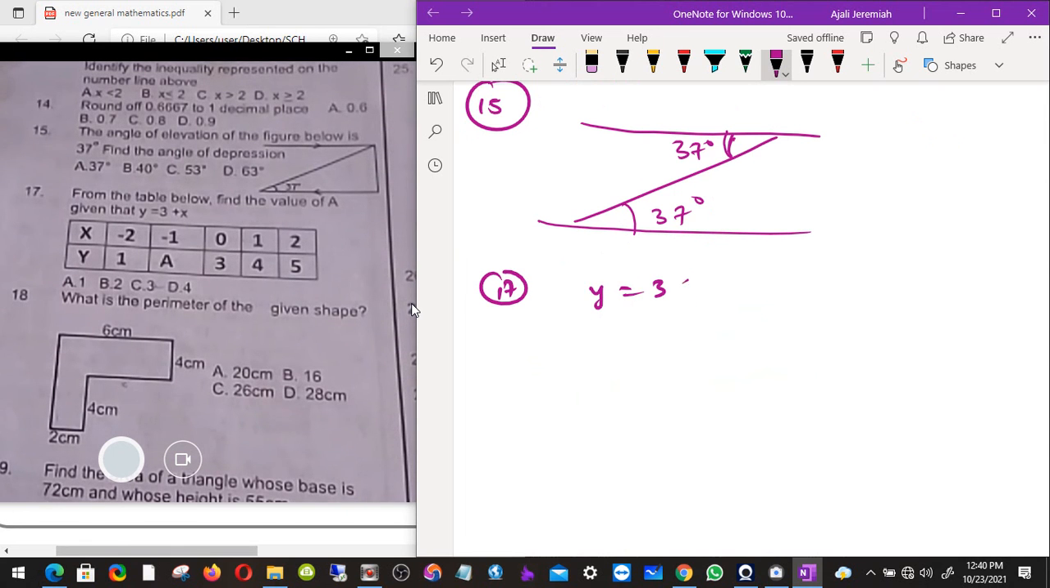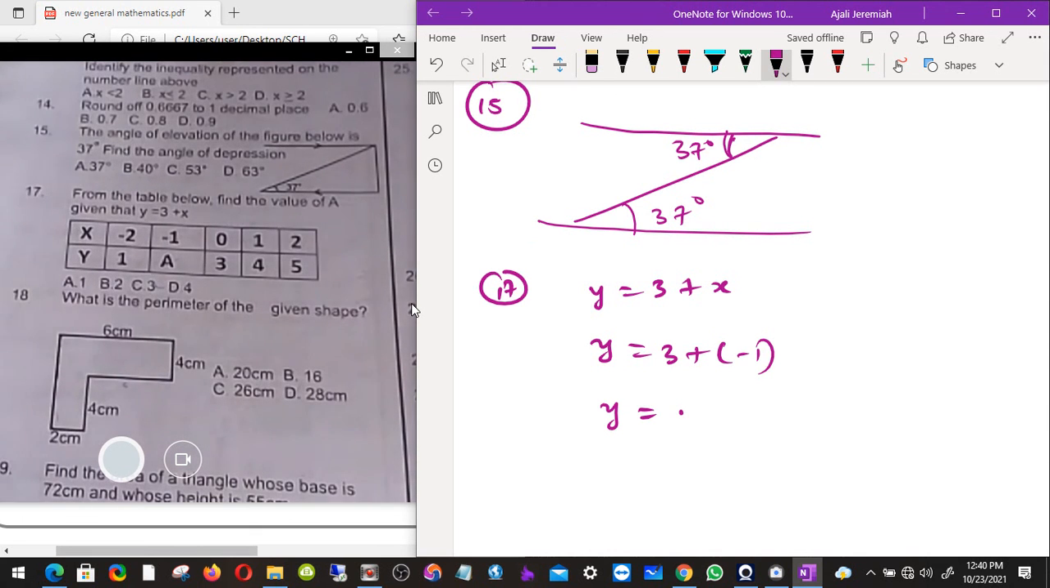y is equal to 3 plus x, and x is now what? Minus 1. So y becomes 3 plus minus 1. What is 3 minus 1? Which is 2.